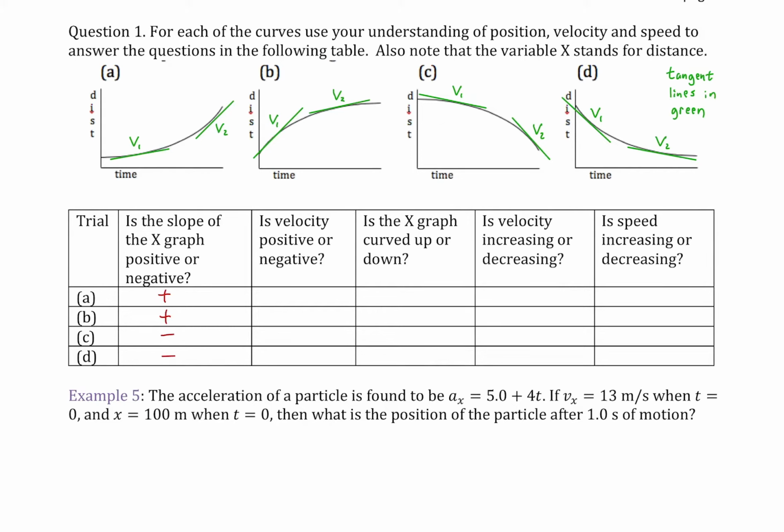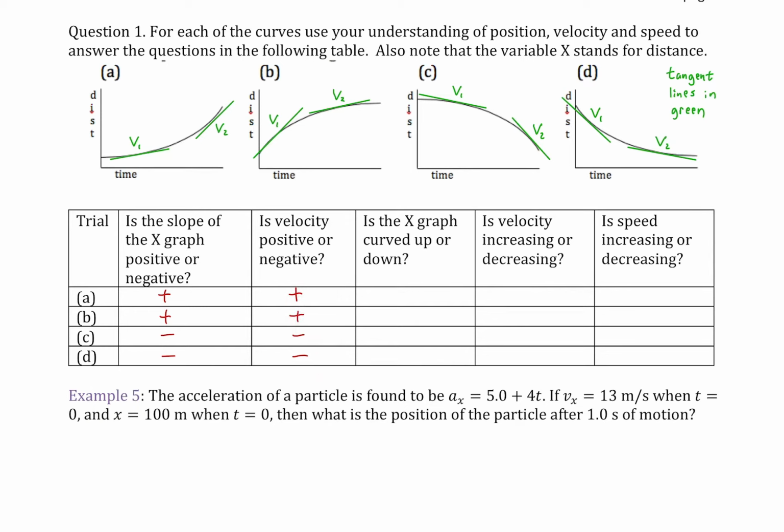So first of all, is the slope of the x-graph positive or negative? Well, in A and B, it's positive because all the slopes go up. In C and D, all the slopes are negative. So when it says the slope, it means any given slope. Good. So 2 of them are positive, 2 of them are negative, as we can see. Is the velocity positive or negative? Well, that matches because velocity is exactly the same as slope of tangent lines. So the first 2 are positive, the second 2 are negative.